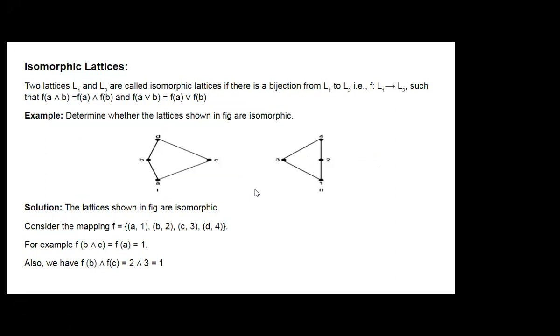Then come the isomorphic lattices. It is the new concept that today we are going to see. Two lattices L1 and L2 are called isomorphic lattices if there is a bijection from L1 to L2, that is a function f such that f of A and B is equal to f of A and f of B, and f of A or B is equal to f of A or f of B.